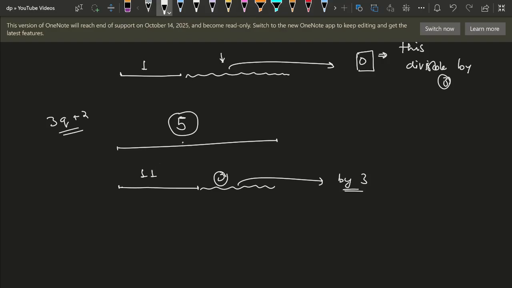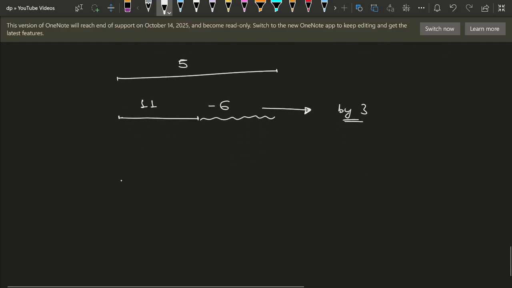So if the subarray sum from here till here is 5, and the subarray sum of this subarray is 11, then that means the subarray sum from this position to this position is -6, and -6 is divisible by 3. So in this manner we are going to keep track of our subarrays, right? So this is the idea behind this question.